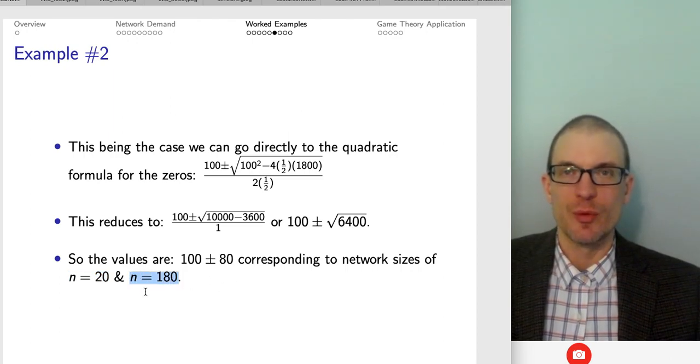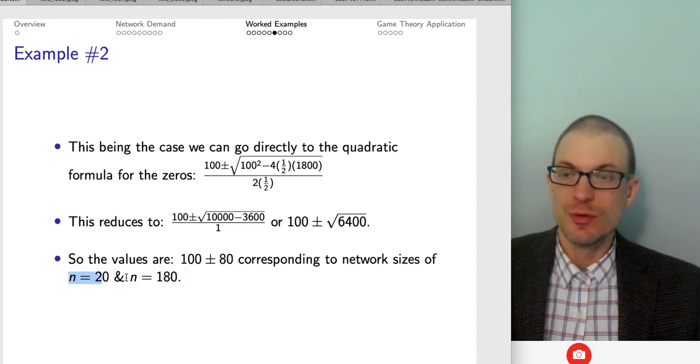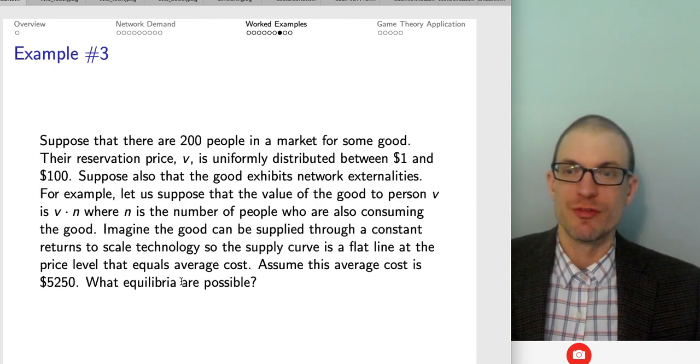So these are our two network sizes. We have the 0 network, we have the small network of 20, we have the large network of 180. And that's what we have found.